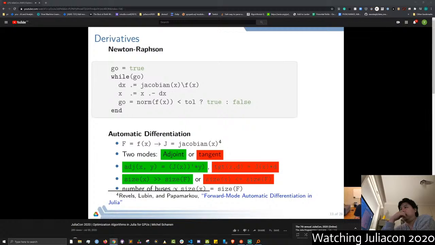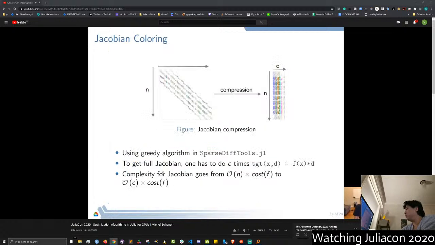Still, the size of the Jacobian grows very fast with the increase in size of the system, so with the increase of the number of buses. So we have to somehow make that faster, and what we do is what's called Jacobian coloring. So this is implemented in SparseDiffTools. We use the greedy algorithm there, and we compress our Jacobian either by row or by column, depending on whether you are using adjoint or tangent. We use the tangent mode here.